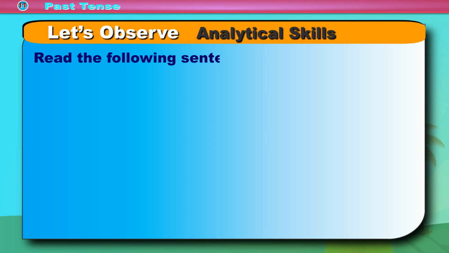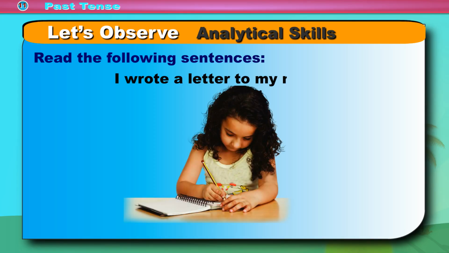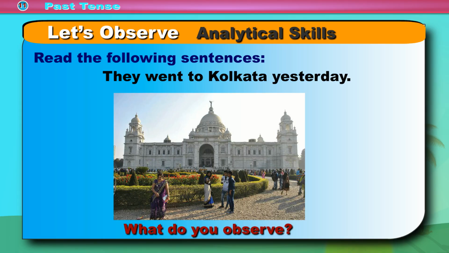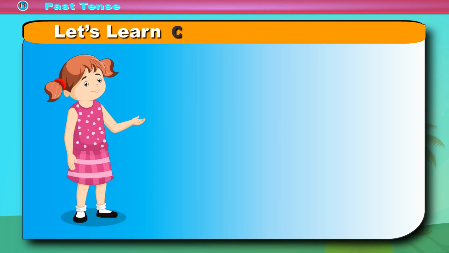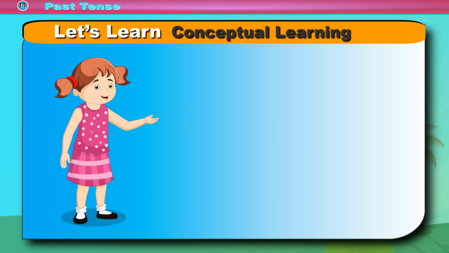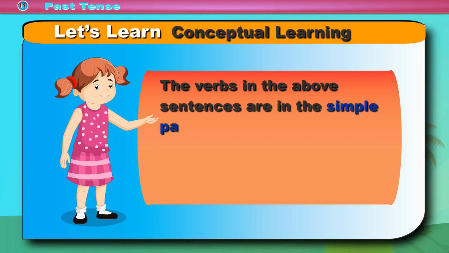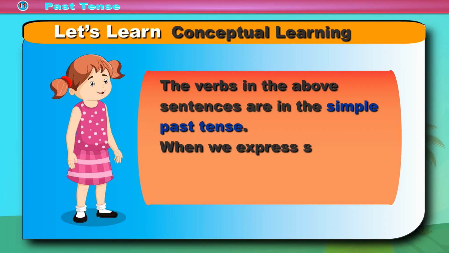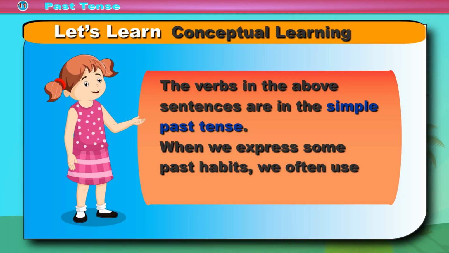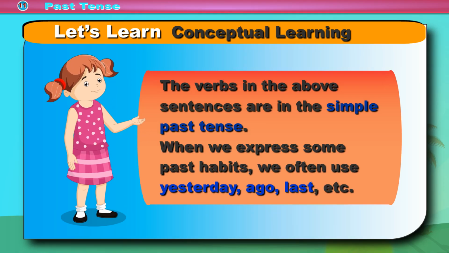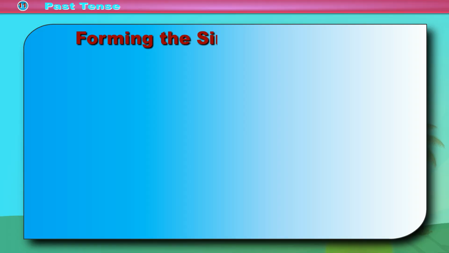Let's observe analytical skills. Read the following sentences. I wrote a letter to my mother. They went to Kolkata yesterday. What do you observe? Let's learn conceptual learning. The verbs in the above sentences are in the simple past tense. When we express some past habits, we often use yesterday, ago, last, etc., forming the simple past tense.